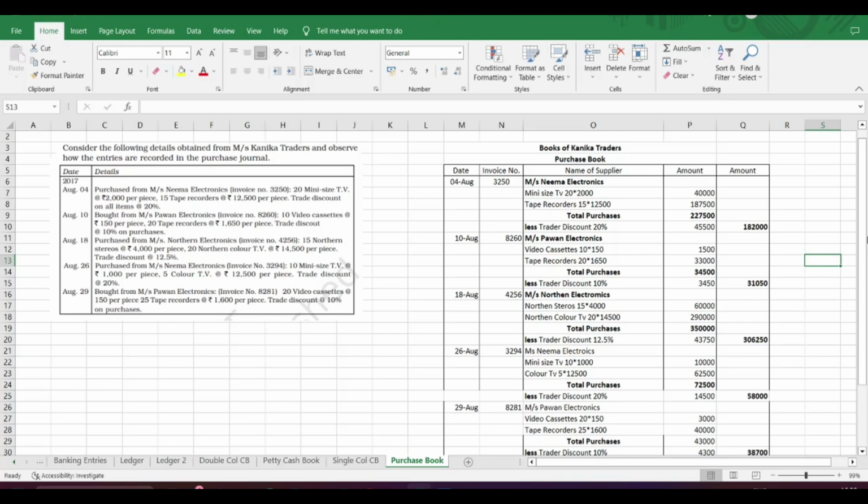In our next video, we will be looking into more such transactions. We will be taking into consideration GST also.